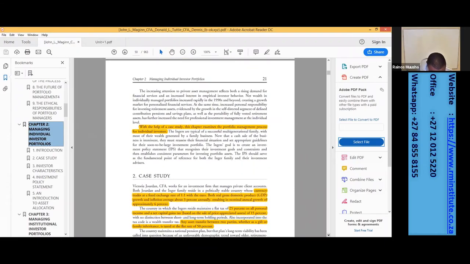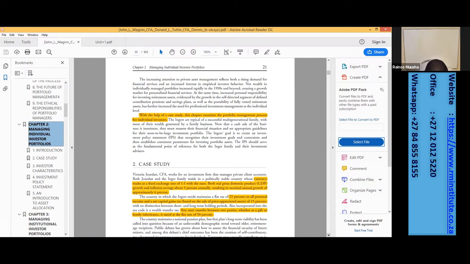Then if you go to page 21, the second paragraph, they say, with the help of a case study, this chapter examines the portfolio management process for individual investors. And remember, the case study that we're going to be looking at here is the case study of the family, which we call the Inga family. Then I'm going to give you time to go through that particular case study as well.